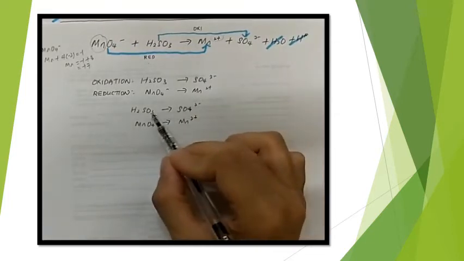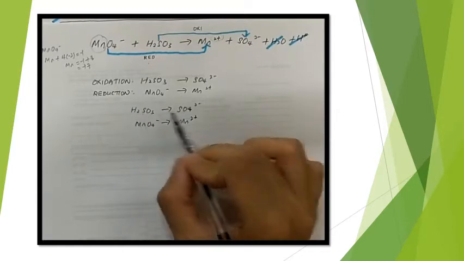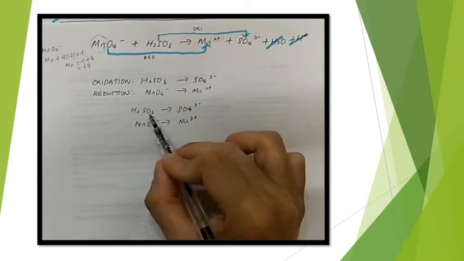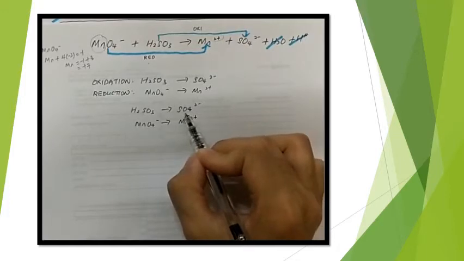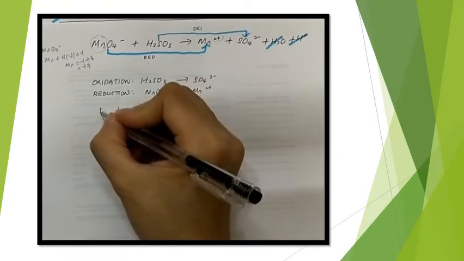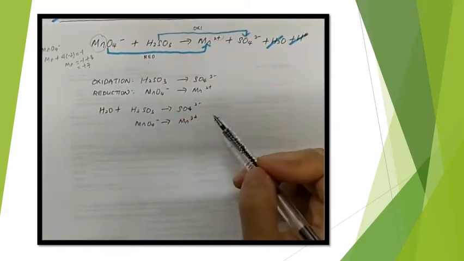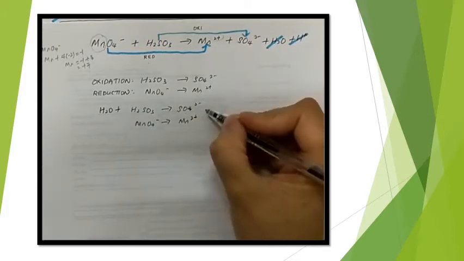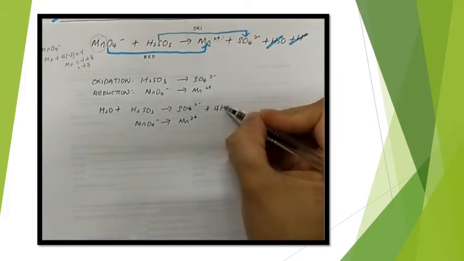So look at here. Element sulfur, 1 to 1, settled. Next oxygen. Over here is 3, over here is 4. Meaning that I need to balance the number of oxygen with H2O, so I add H2O over here. And then check the number of hydrogen. Here 2 hydrogen, here 2 hydrogen, meaning that I need to add 4 H plus.